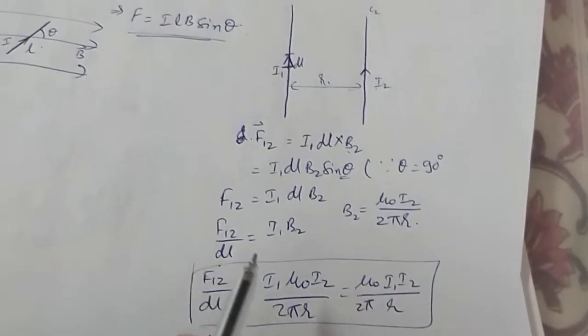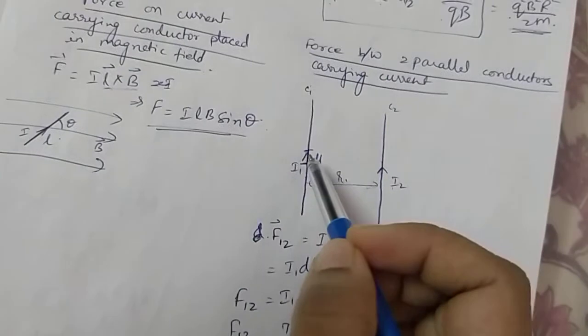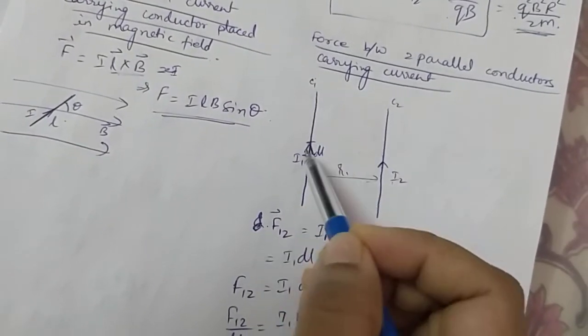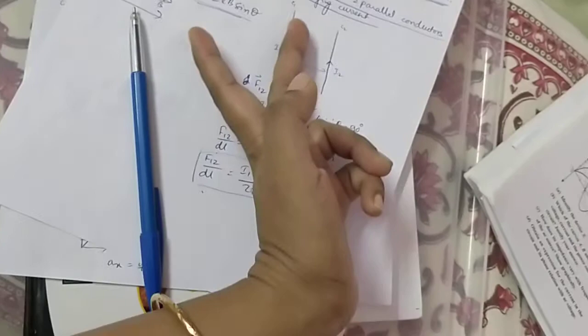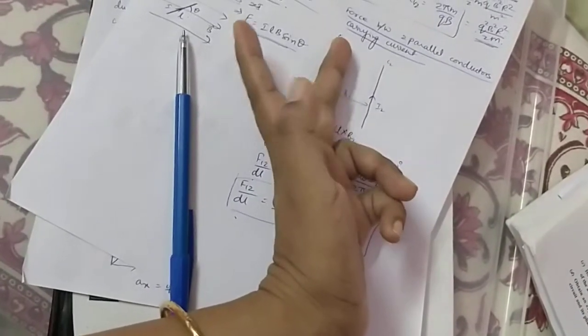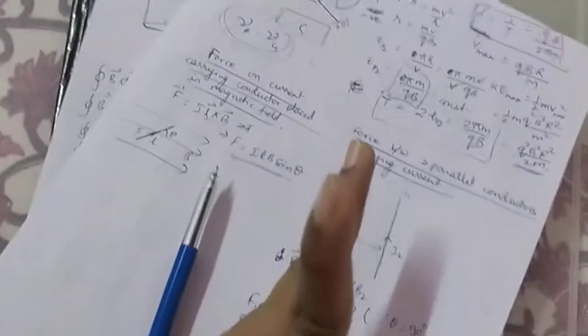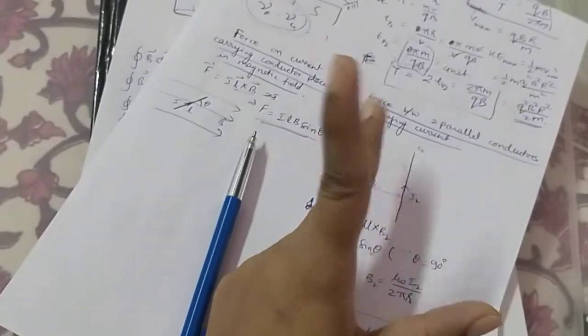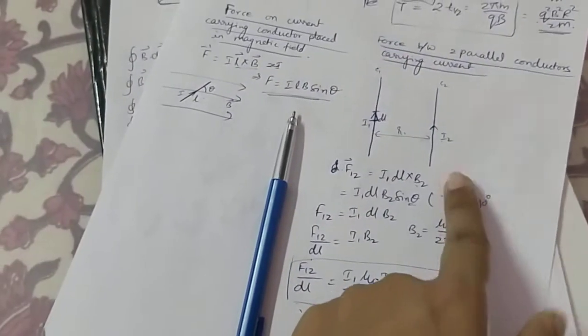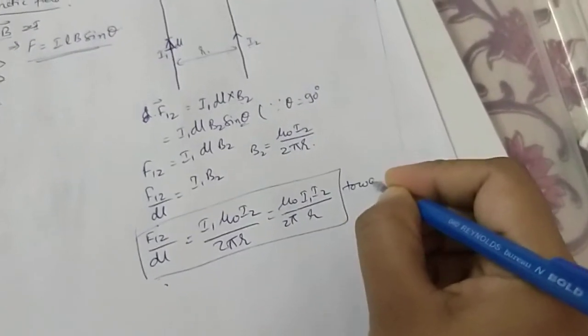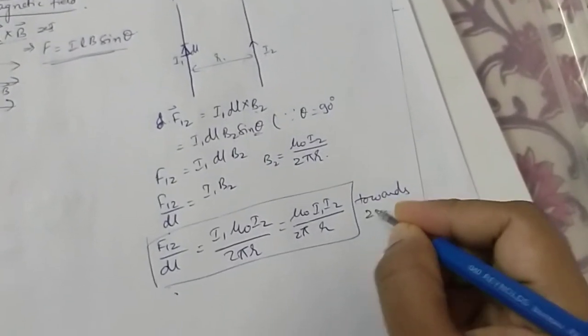Okay, this is the magnitude. What about the direction? Now this is the direction of IDL, and the magnetic field is in the upward direction. If I use Fleming's left hand rule, the current is in the upward direction, so IDL is upward, and the magnetic field is up. See, now this is correct: magnetic field, this finger upward, central finger in the direction of the current. So my thumb is pointing towards this wire, towards the right side, towards the second conductor.